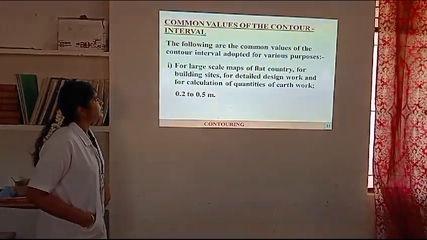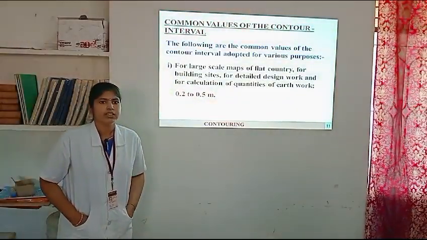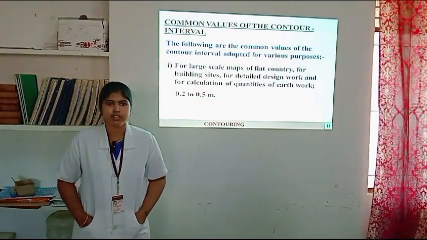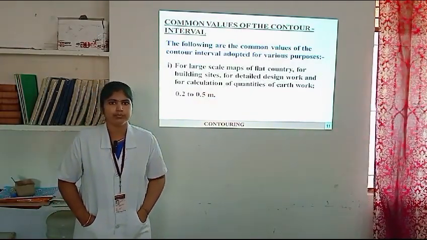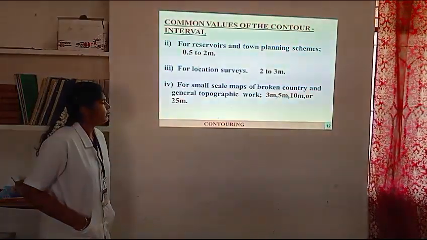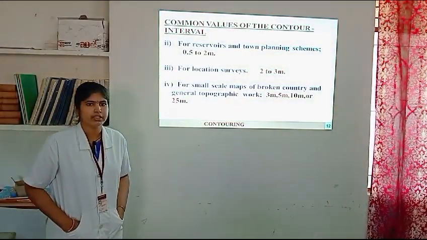Now we are going to discuss the common values of contour interval. What are the common values of contour interval? For large scale maps of flat country, the value ranges between 0.5 to 0.2 meter. For reservoir and town planning schemes, the value ranges between 0.5 to 2 meter. For location surveys, the value ranges between 2 to 3 meter.